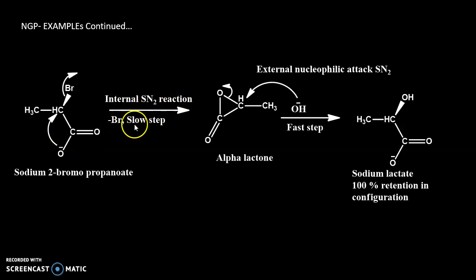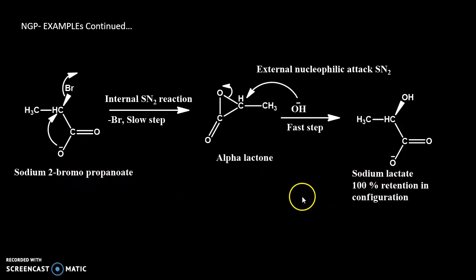In the first step, bromine goes away. This is the slow step. So there is a formation of this lactone intermediate. Now if we take this OH as an external nucleophile, it will attack on this carbon. This bond goes on this oxygen, and again there is a formation of this carboxylate anion, and this external nucleophile OH comes on this carbon with the same stereochemistry which was in the starting material. So here also is 100% retention of configuration. Okay, so see this example, it is very important.